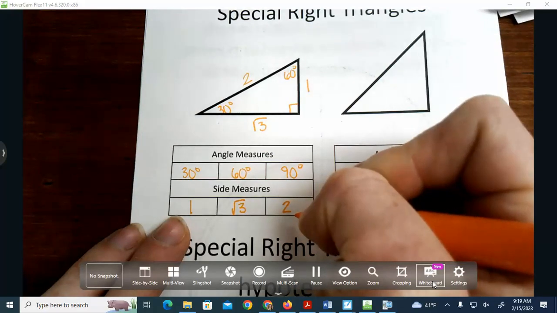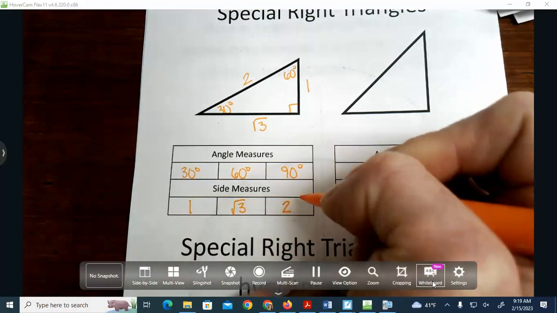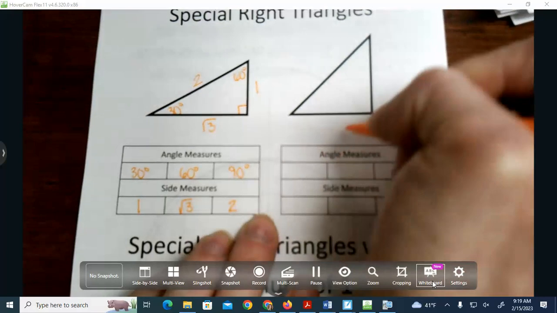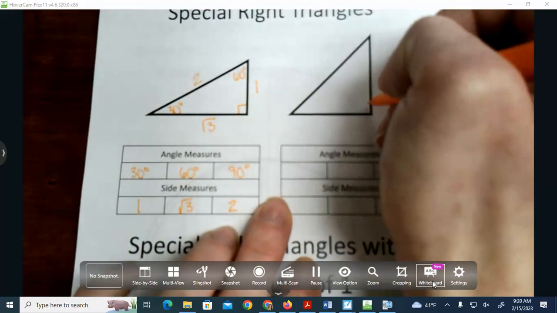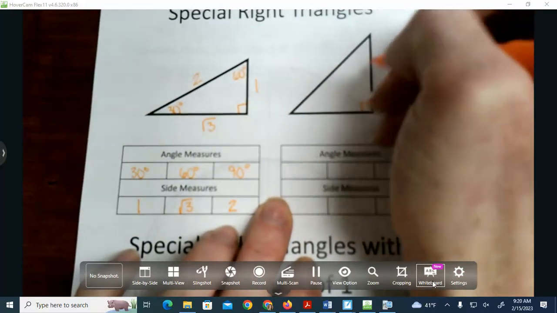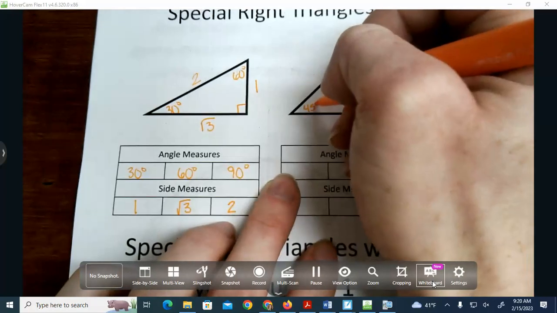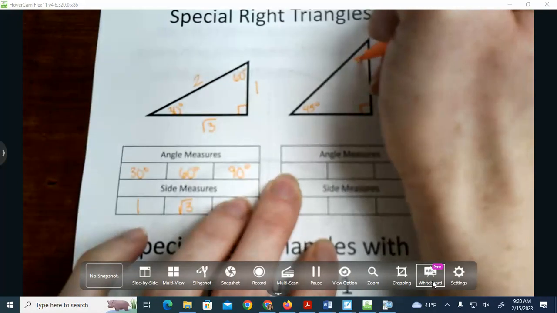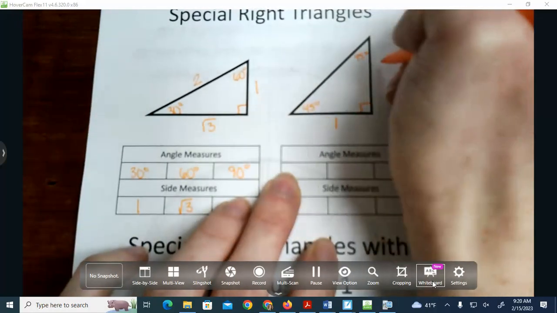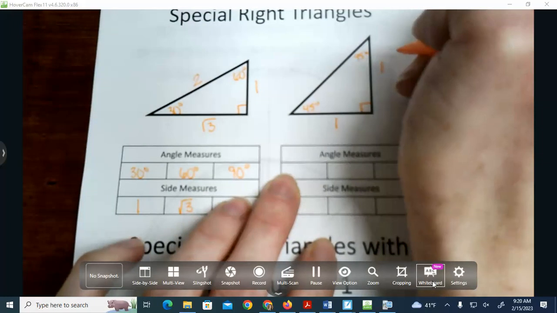The second triangle we looked at was an isosceles triangle. So isosceles means 2 sides are the same, and these angles would then have to be the same. So these were both 45. And we did an isosceles triangle with side lengths of 1. So those were both 1.